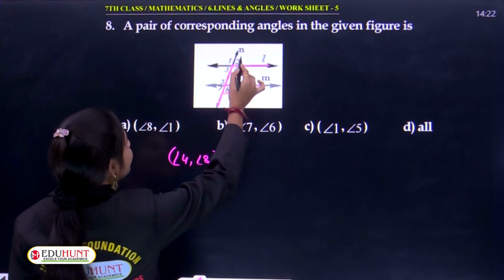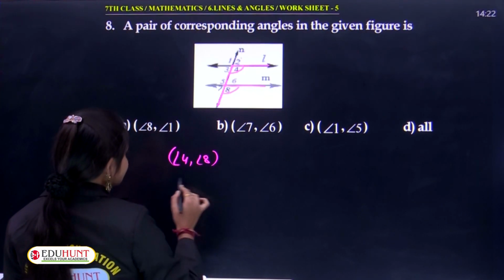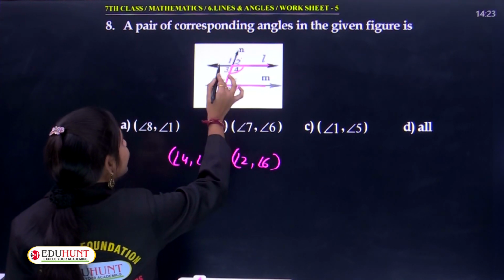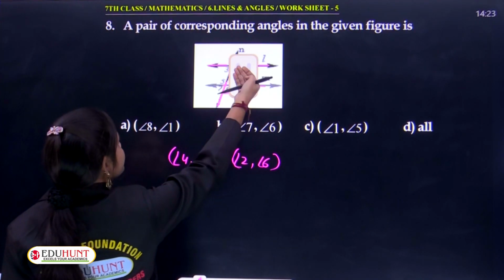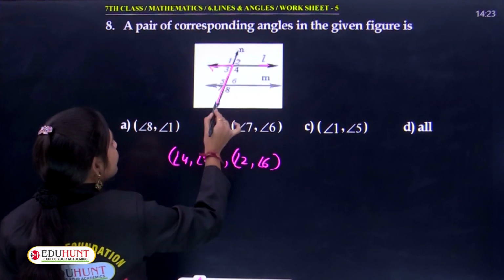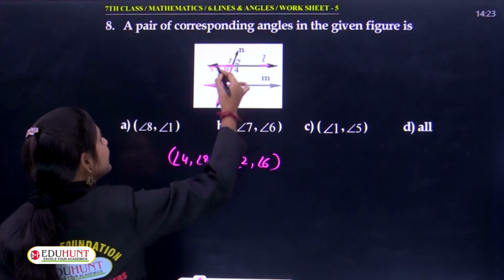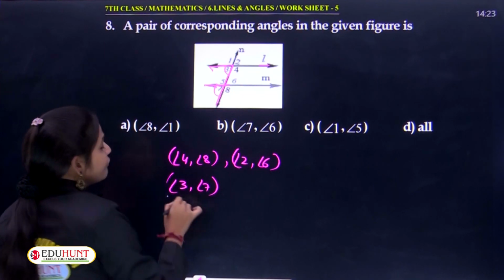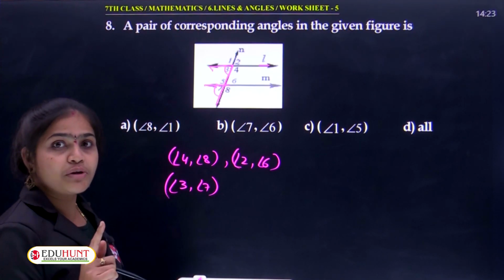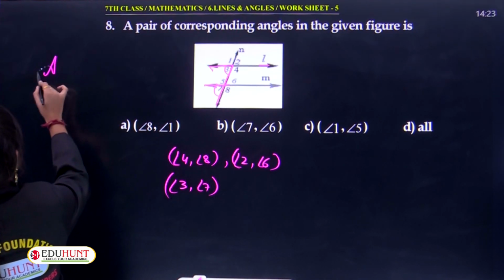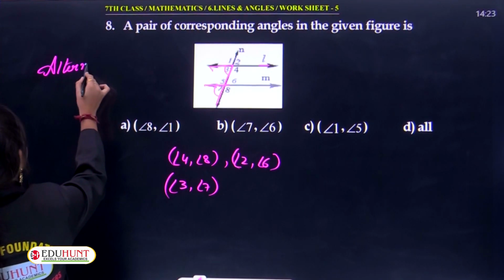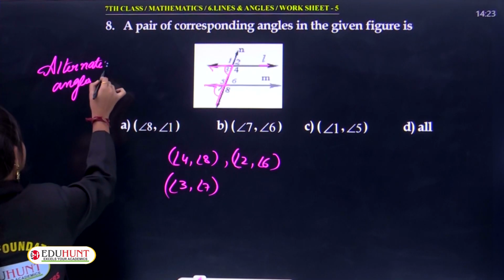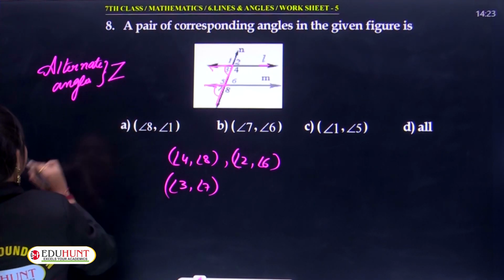And in the same way, angle 2, angle 6. And in the same way, you also have to observe the reverse F. Here angle 3, angle 7. For alternate angles, you just have to observe the letter Z. To find alternate angles, you just have to see the letter Z.